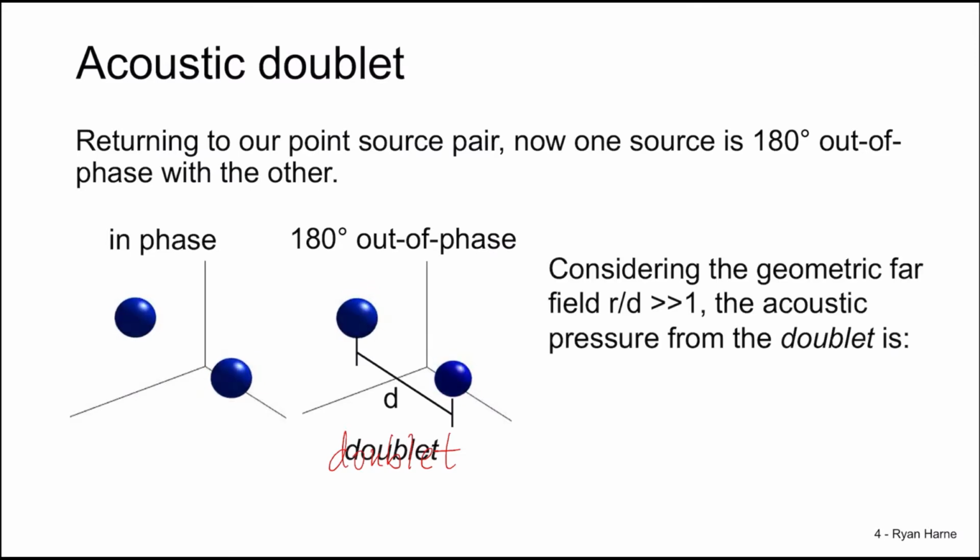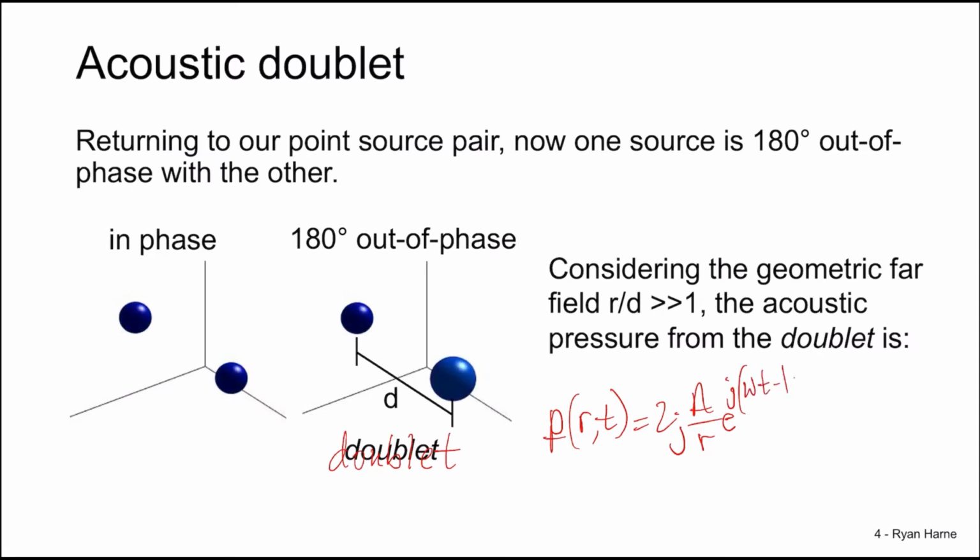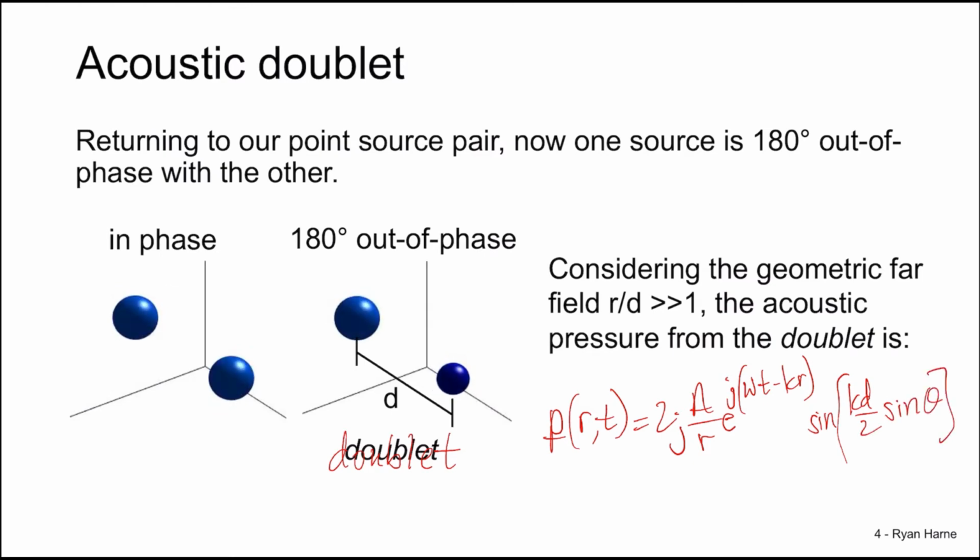Now, considering the geometric far field, the acoustic pressure for the doublet, if we run through the same analysis that we did for the point source pair, is 2 times j, A on r, e to the j, omega t minus kr, multiplied by sine of kd on 2 sine theta. Before, our beam pattern was a cosine of kd on 2 sine theta, and now it is a sine of kd on 2 sine theta.